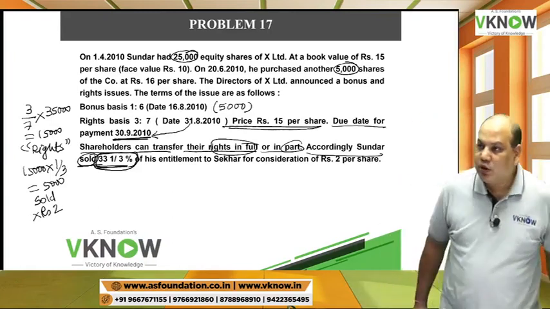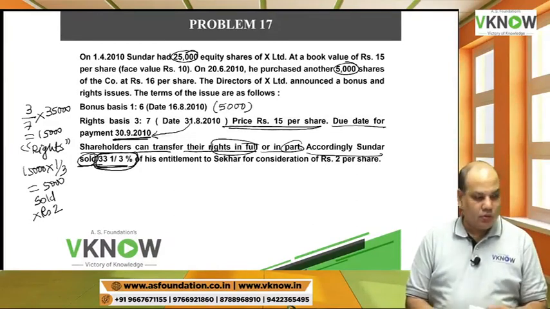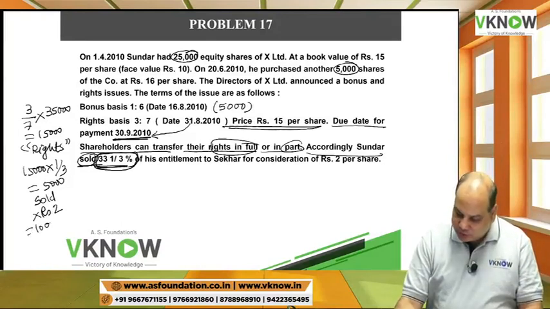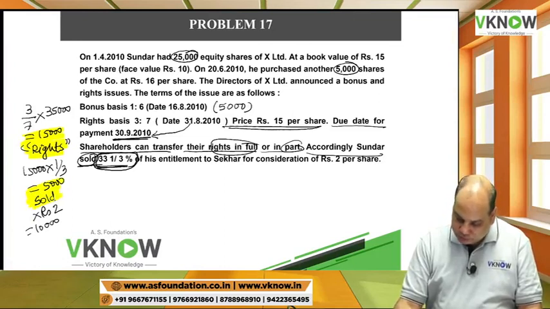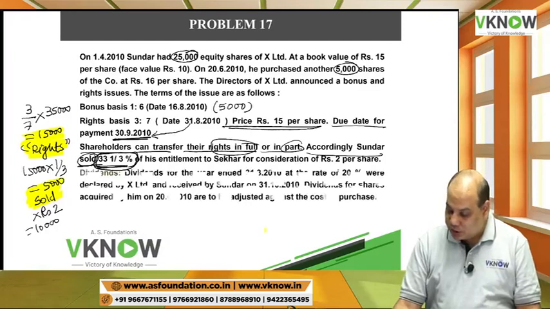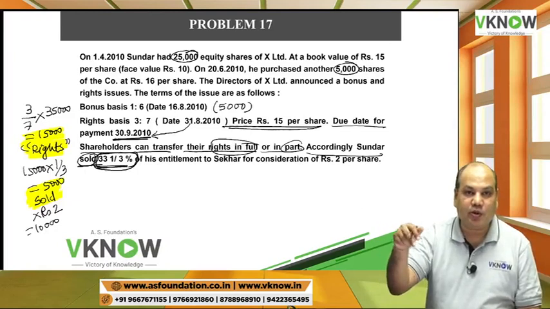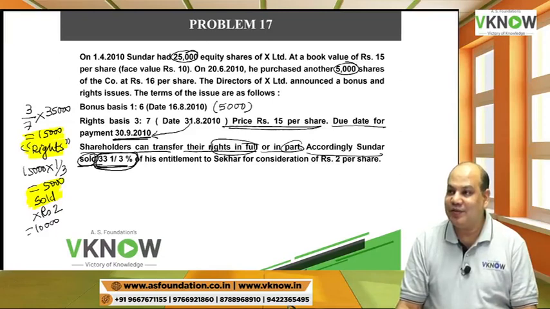So what is the amount received on sale of right? 10,000. Amount realized by selling the right is 10,000. Total right received 15,000. Rights sold 5,000. What happened to the remaining rights? This question has a serious problem. They have not mentioned what happened to the remaining rights.